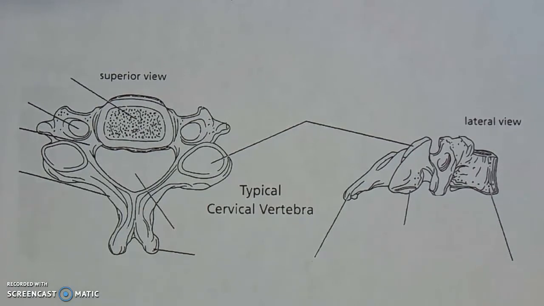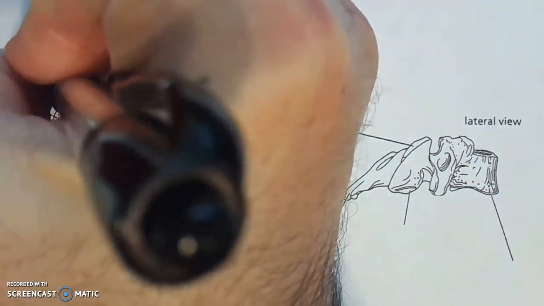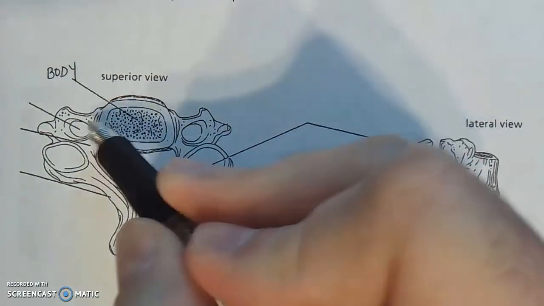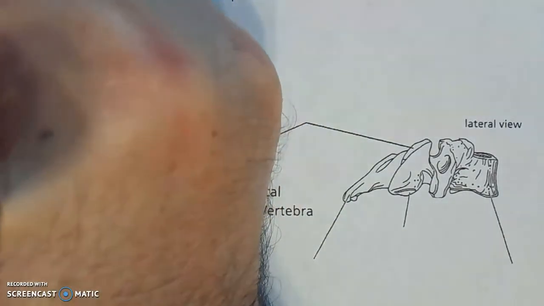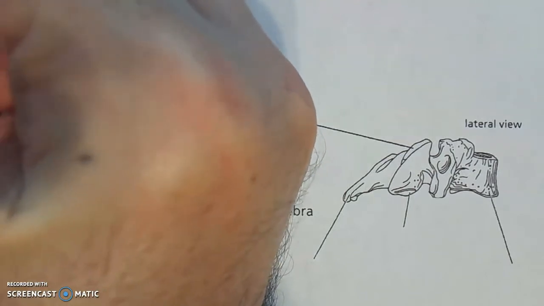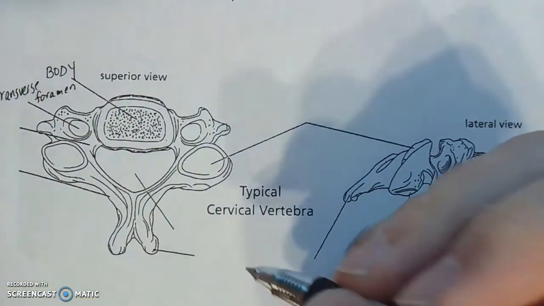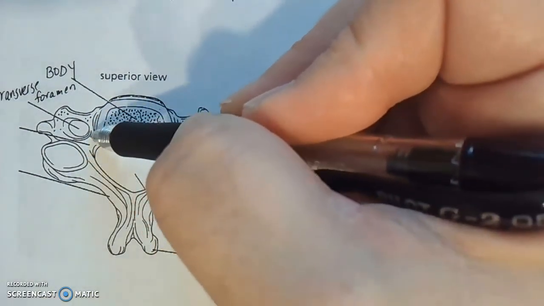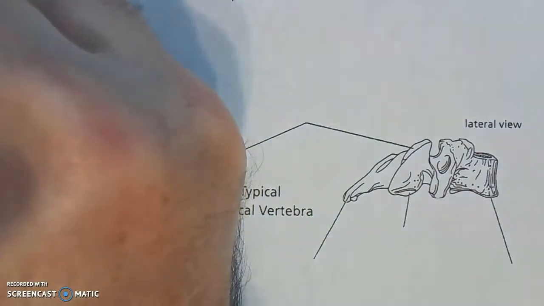So with these vertebrae, what we are going to see here is the body, which is the main bony part here. Here is that transverse foramen, or opening for the vertebral artery. And then we have this little bony part right here. That is called the pedicle.